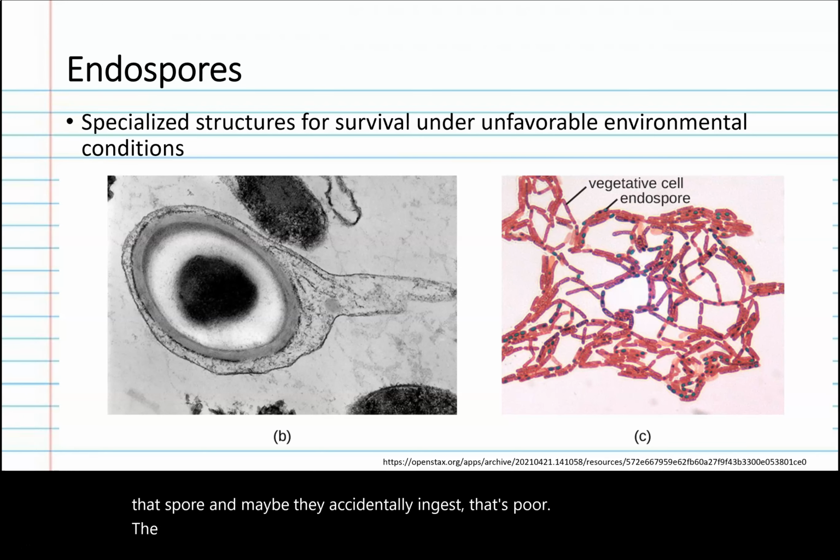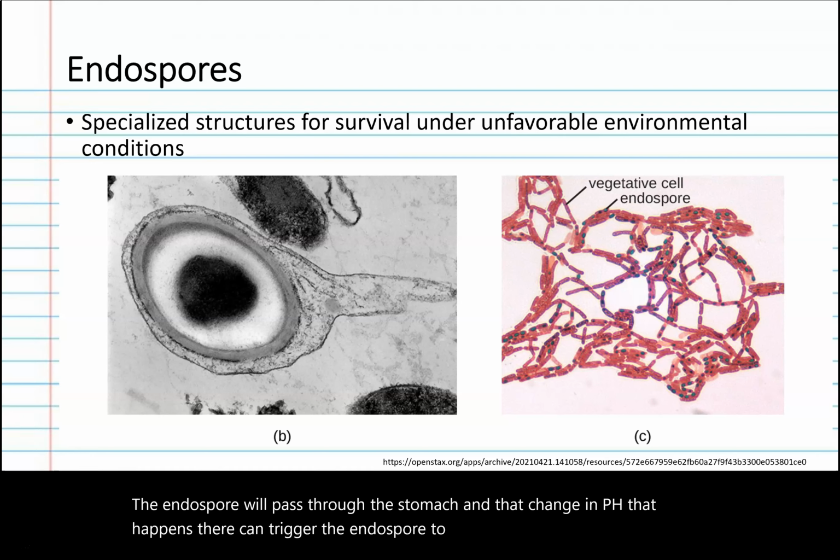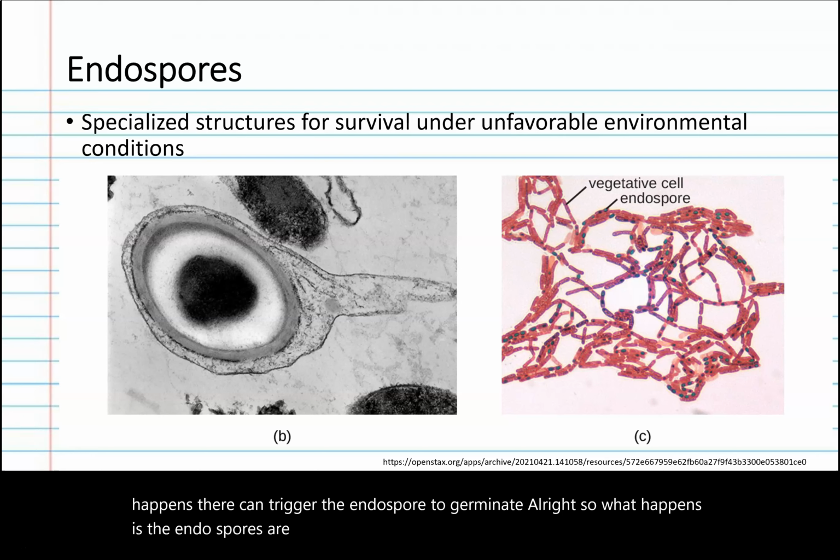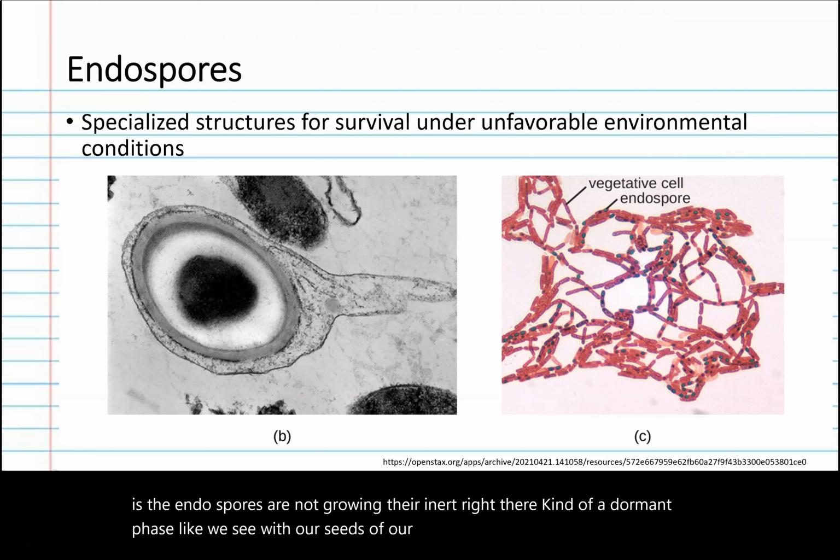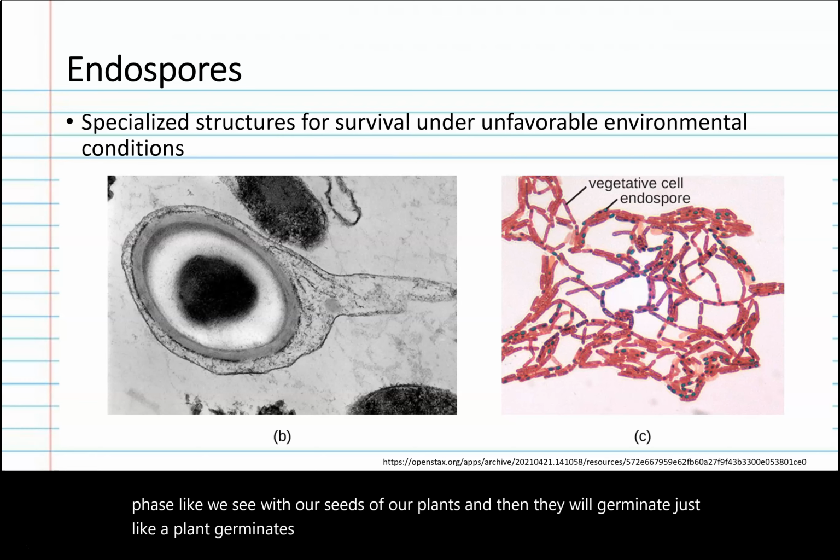the endospore will pass through the stomach, and that change in pH that happens there can trigger the endospore to germinate. All right. So what happens is the endospores are not growing, they're inert, right? They're kind of like a dormant phase like we see with the seeds of our plants, and then they will germinate just like a plant germinates when they hit the right environment again.